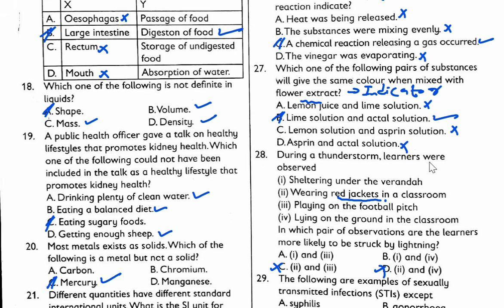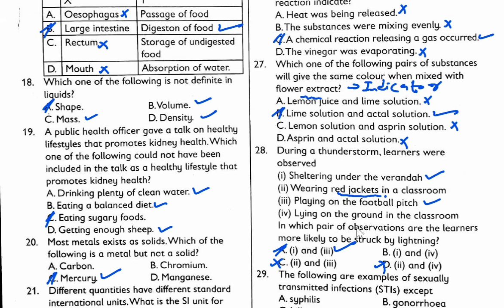So sheltering under the veranda, this one is very risky. And also playing on the football pitch. So playing on an open ground when it is raining, it is very risky. Can be easily struck by lightning. And therefore, the correct option is Roman 1 and Roman 3. Therefore, the answer is A, Roman 1 and Roman 3.